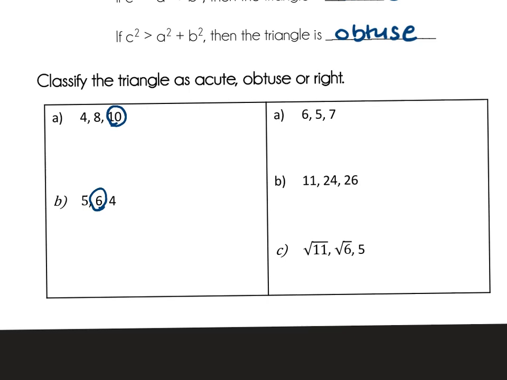So for A, I would say 10 squared has what relationship to 4 squared plus 8 squared? This would be 100, 16, 64, and I get 80. Is 100 equal to, less than, or greater than 80? Greater than, which makes this obtuse.